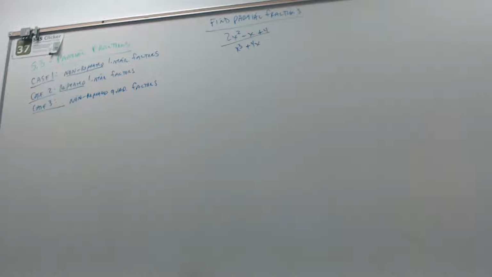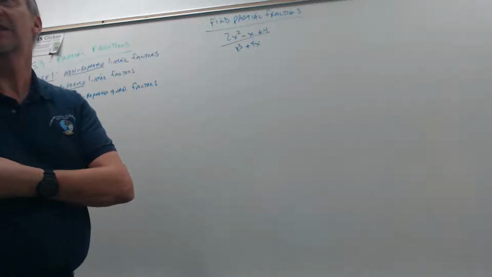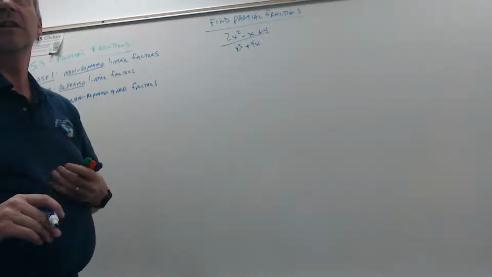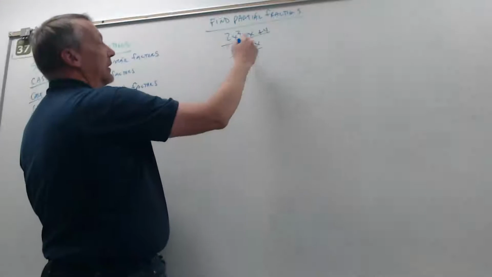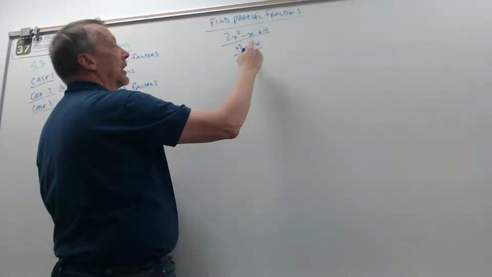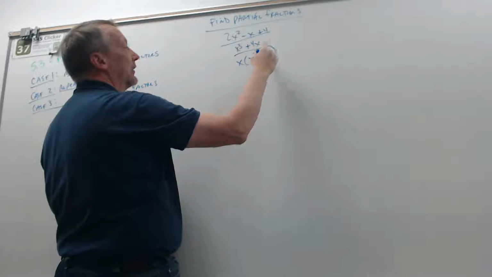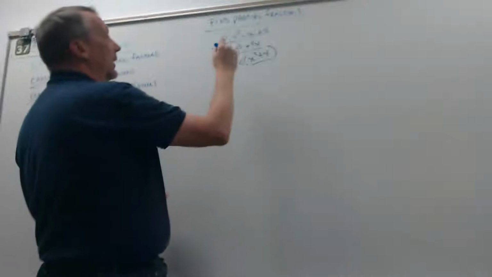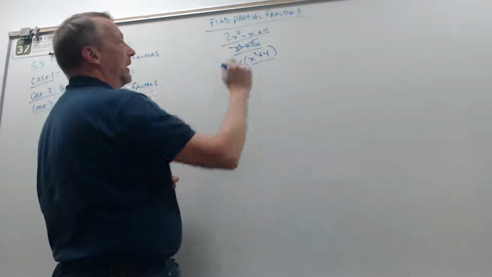Let's go with Niels. What do you think? What's the first step? To make it look like previous ones, would you pull an x out of the denominator? Yes, we can factor this: x times x squared plus 4. Can I factor x squared plus 4 anymore? No, can't. Okay, so I've rewritten this as this.